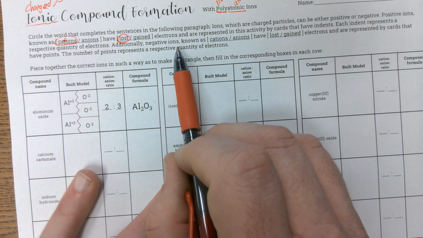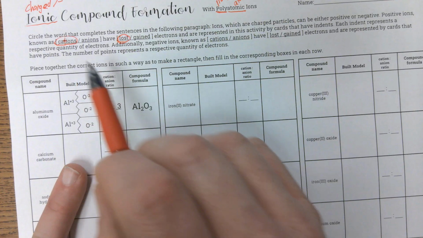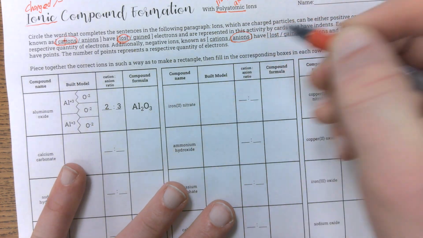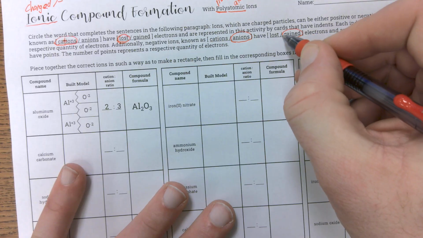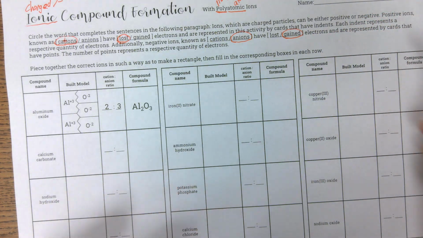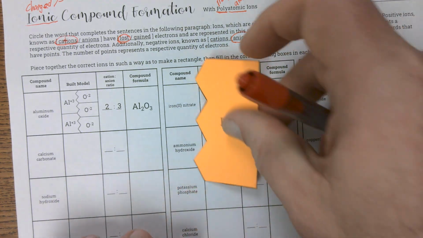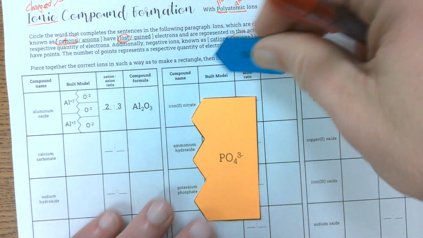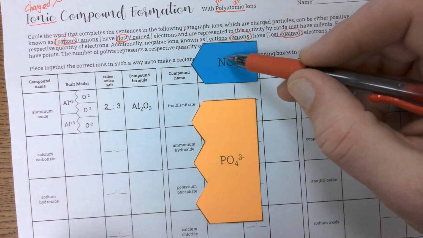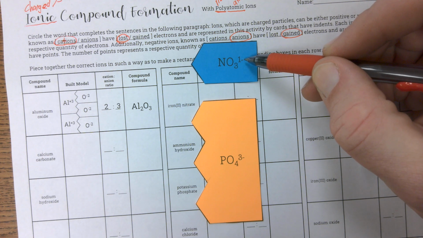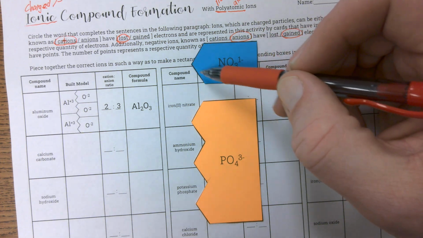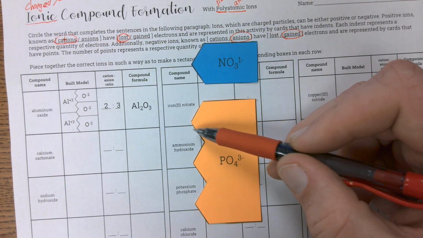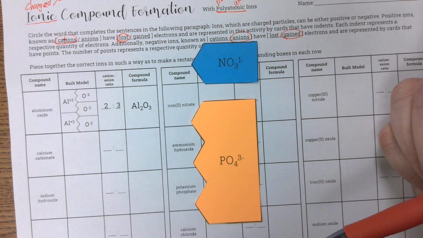The negative ions, so cations were positive, negative ones are anions, and they have gained electrons. And so these will have kind of the opposite. These are going to have points. And so here's NO3, that's one of those polyatomics. It's got a 1 minus charge, so it's got 1 point. PO4 has a 3 minus charge, so it has 3 points.